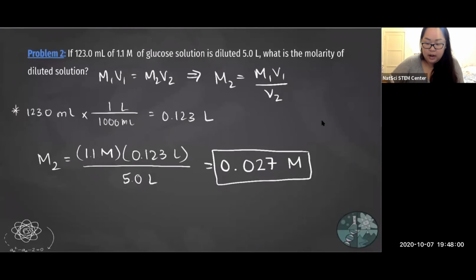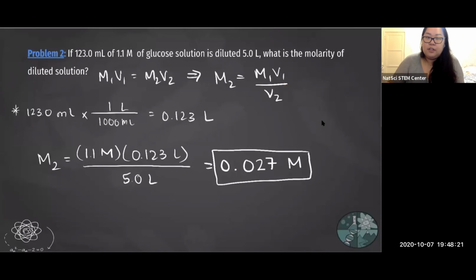Okay, so this is what I got. The first thing I did was rearrange this equation right here, M1 times V1 equals M2 times V2, where M2, which is what we want to solve for, is M1 times V1 divided by V2. So similar to the previous problem.